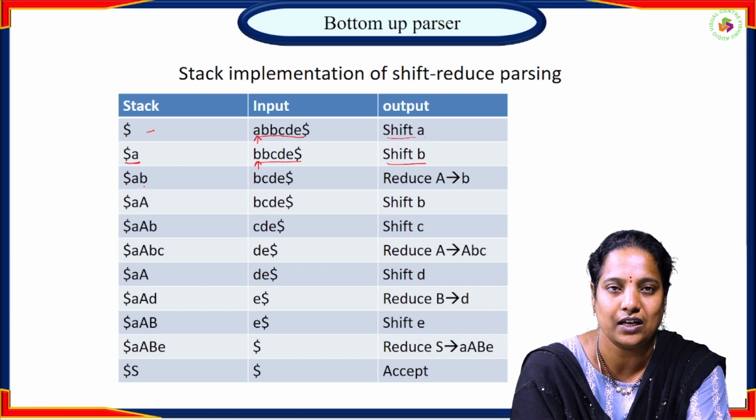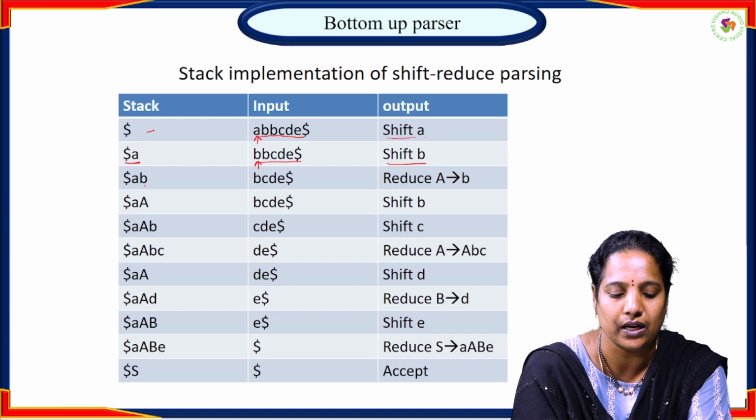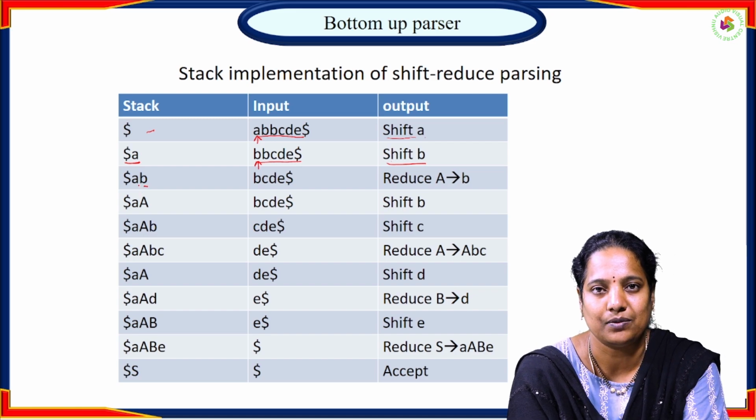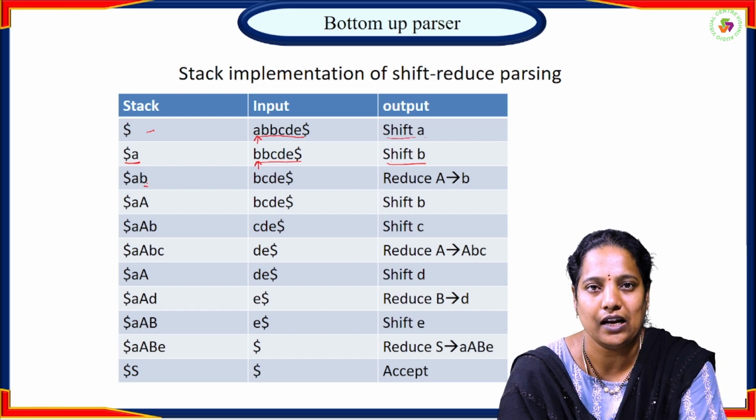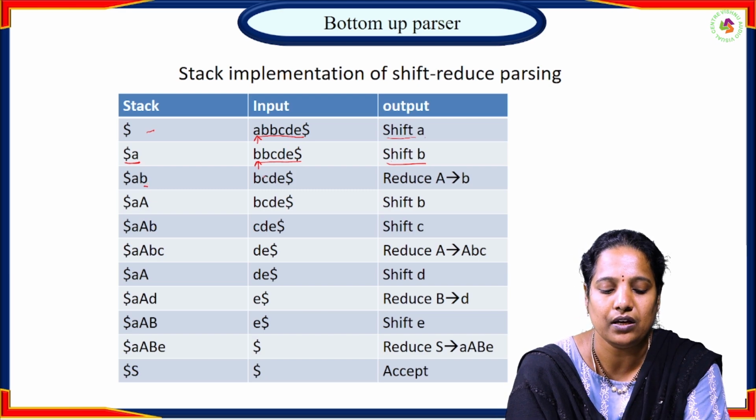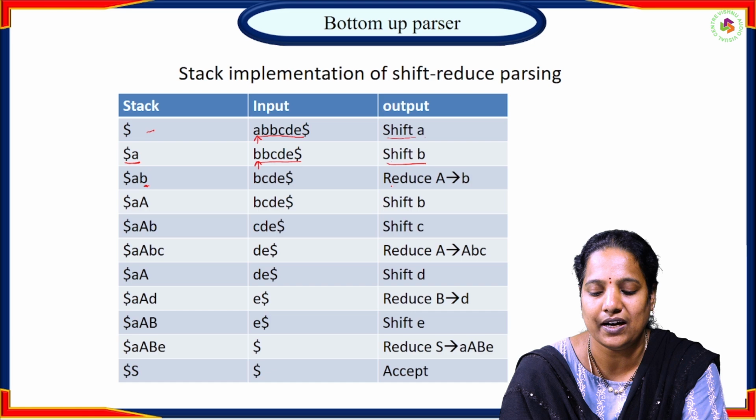Previously on top we had A, and on top of A we are pushing B. Now the stack contents become AB. Now we need to verify whether it is a handle or not. When you observe B, B is a handle. Whenever we find a handle, immediately we need to perform the reduce operation.